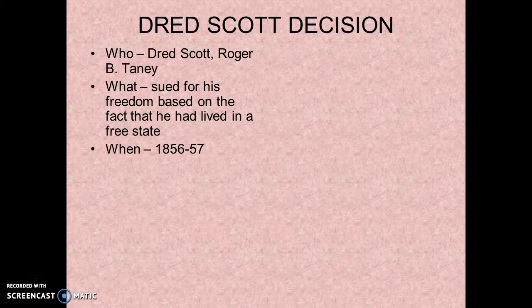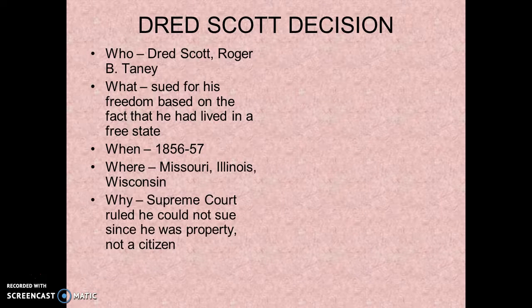Takes place in 1856, 1857. That's when the case takes place. The background of it was 1833, 36. I don't remember, but we read it in class. It was 1830s. This is starting off in Missouri. Then he was taken to Illinois, which is a free state, and Wisconsin.